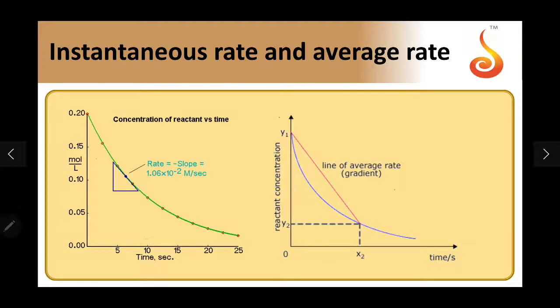The graphical representation of the instantaneous and average rate. So here we can see the exponential decrease is happening in the concentration of the reactant. So at that particular point, if I want to find out, I have to draw a tangent and take the slope of the tangent, which gets me the instantaneous rate. In case of average rate, this is the initial concentration of the reactant. This is the concentration at that particular time interval. So total change in concentration is Y1 minus Y2 and 0 minus X2. So in that total time interval X2, how much of concentration has changed? That will give me the average rate.